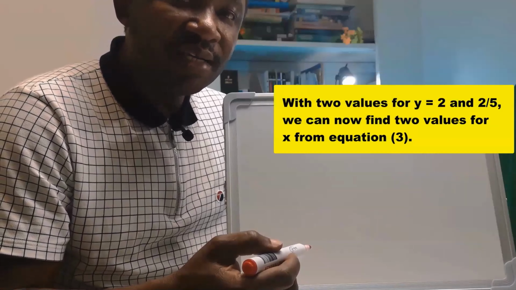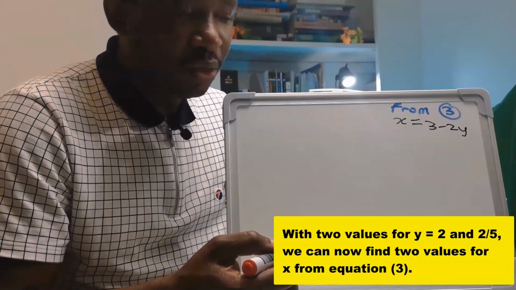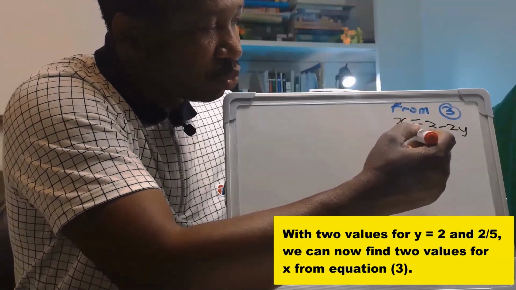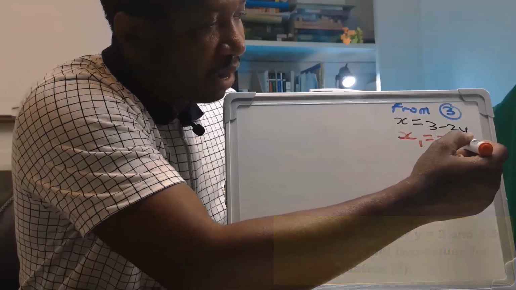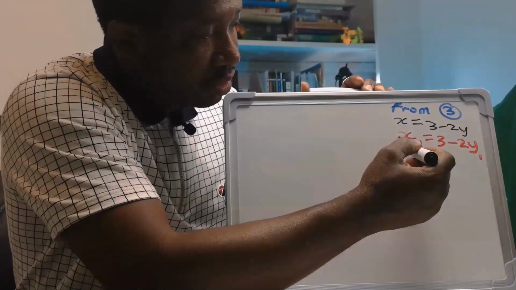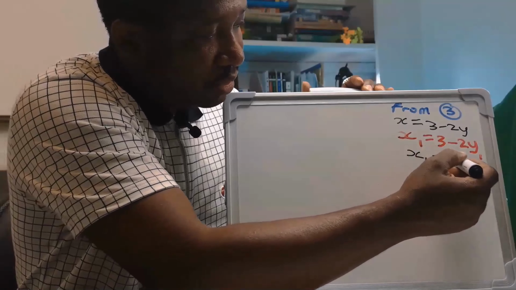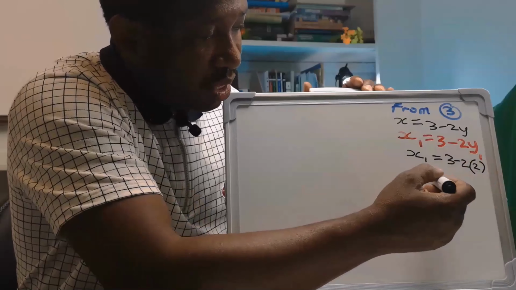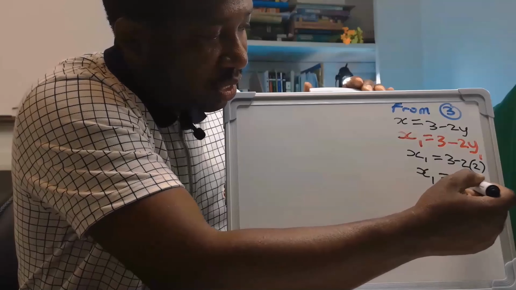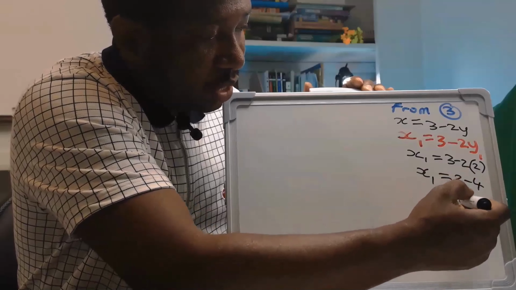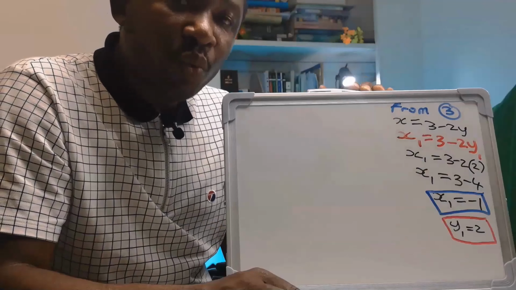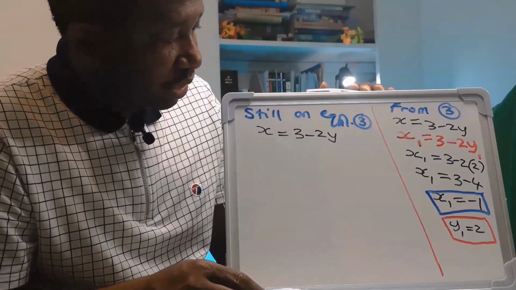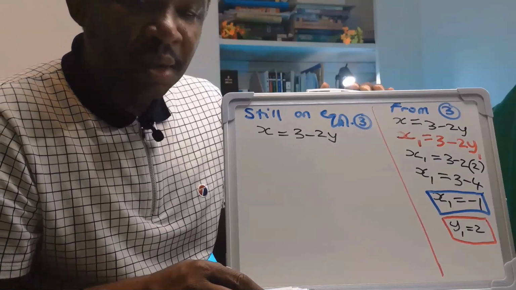Next, to find x in equation 3, where x is 3 minus 2y, we're going to have that x1 will become 3 minus 2y1. We obtain y1 to be 2. x1 will become 3 minus 4, and x1 will be minus 1 when y1 is 2.